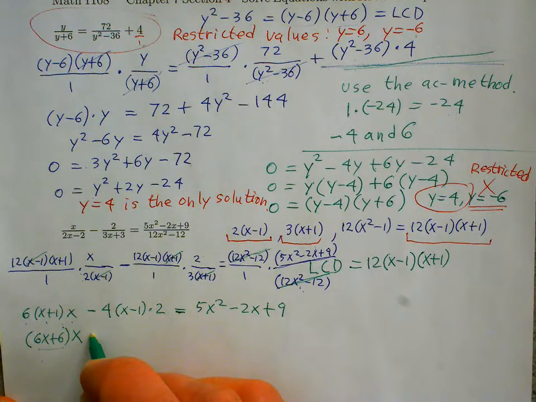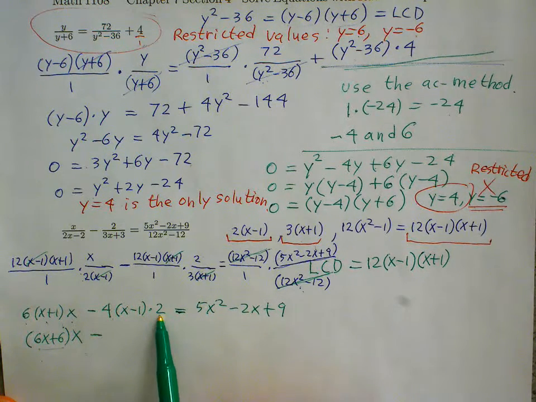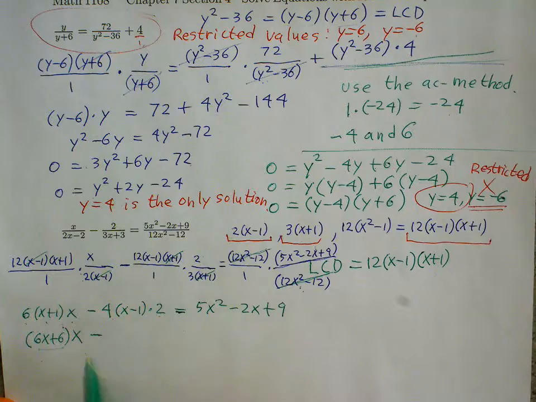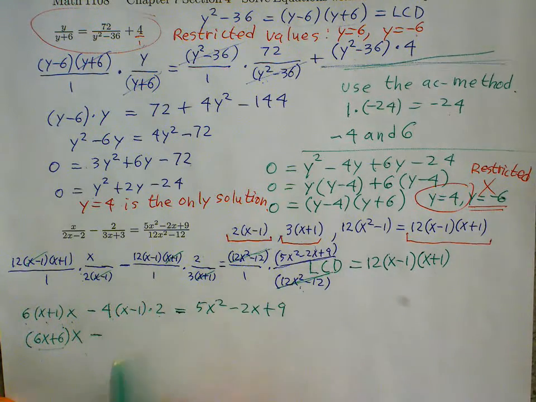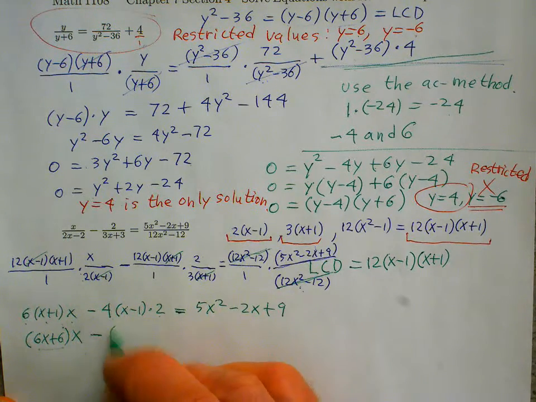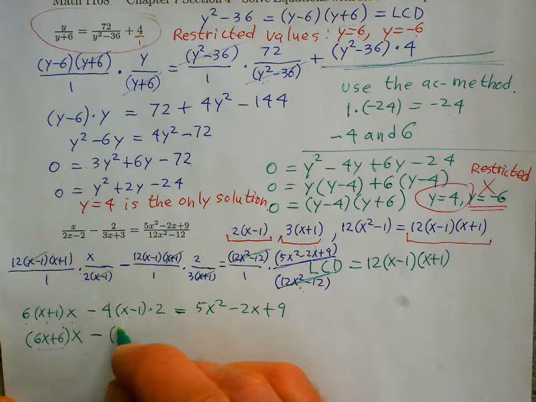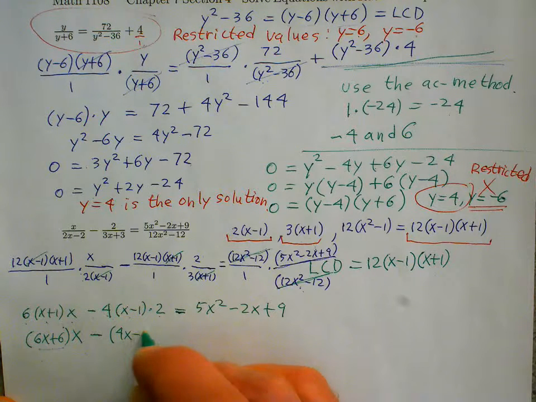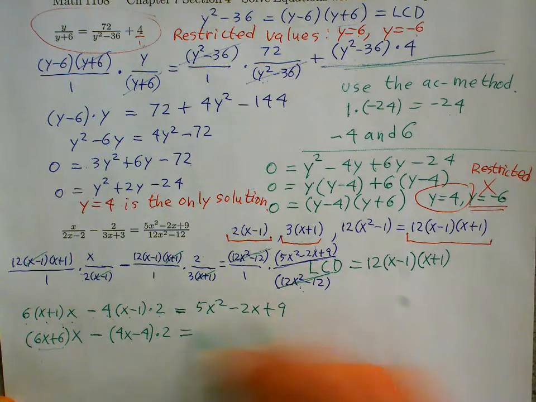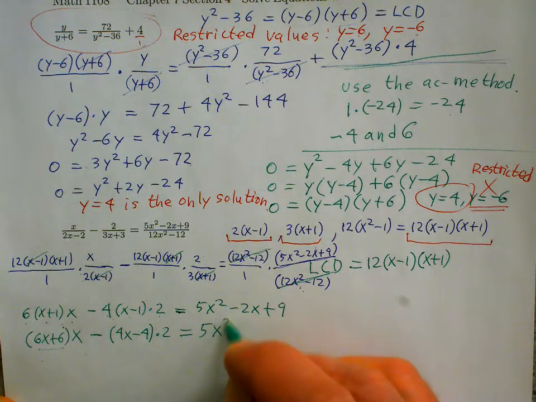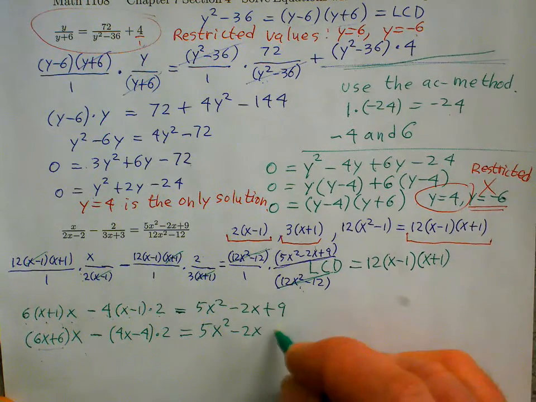And in the next product, we're subtracting 4 times x minus 1 times 2. So we have to subtract. Well, I'll do this in a couple of steps. We're going to subtract and then multiply 4 times x minus 1. So we get 4x minus 4, and then times 2. The right-hand side stays the same for now, 5x squared minus 2x plus 9.